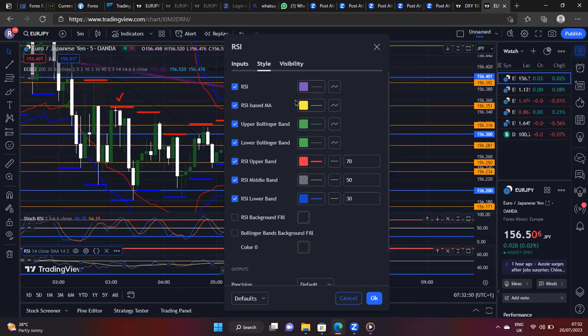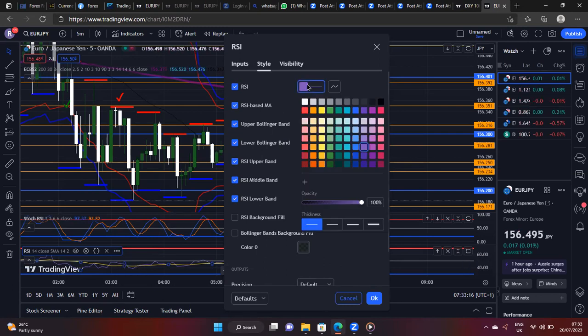Let's go over style again. Style is talking about your preference, how you want your chart to look, your preferential display of your stochastic and your RSI. We've talked about stochastic. So for the RSI, this is the RSI, the small line.